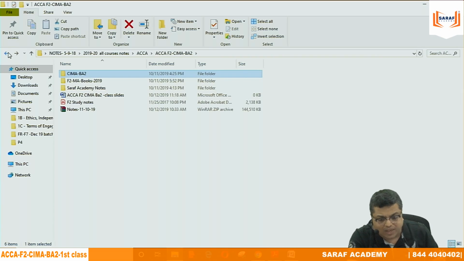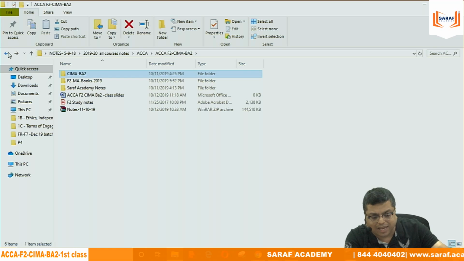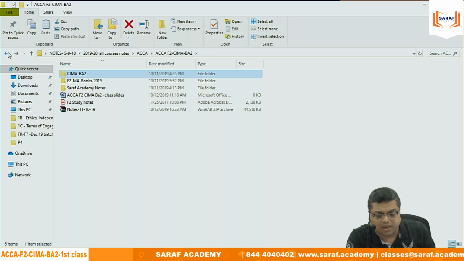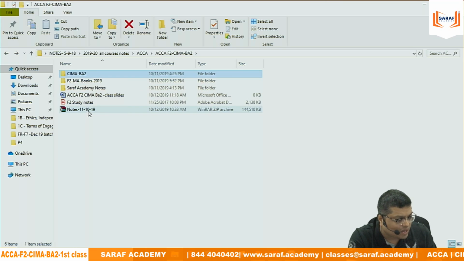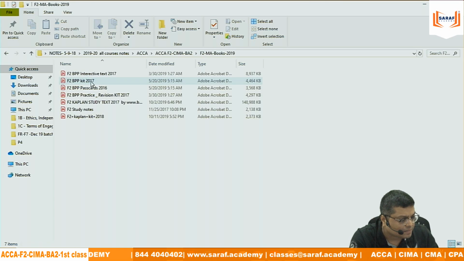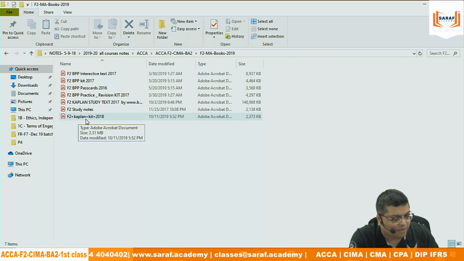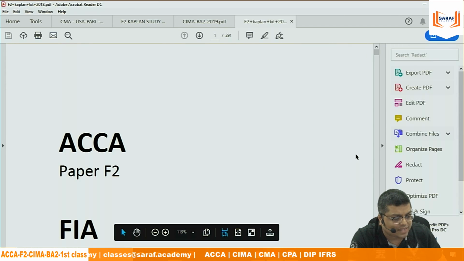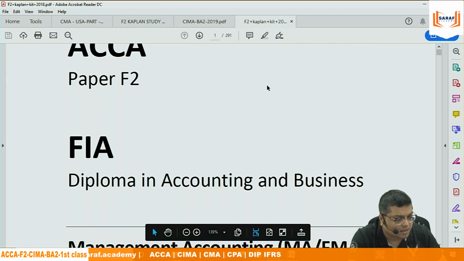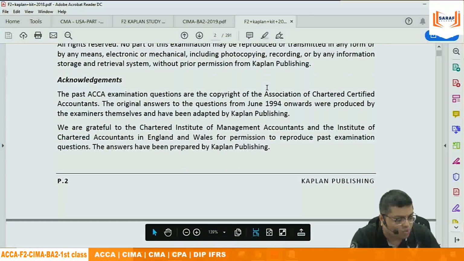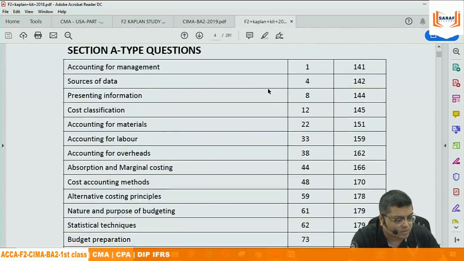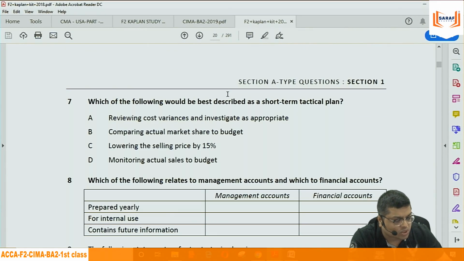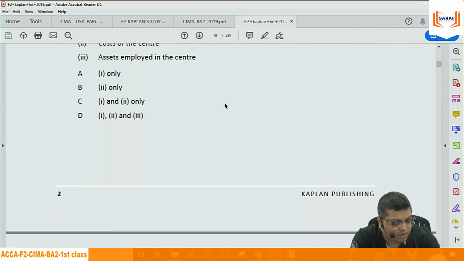There is one material of exam kit for CIMA BA2. My team has not given it to me, but that is there. In that, there are around 500 questions for CIMA. Similarly, for ACCA, there is the F2 exam kit, the Kaplan kit. This also has around 500 questions. Topic wise, if you want to go straight away topic wise, you go straight to the page number, one second.